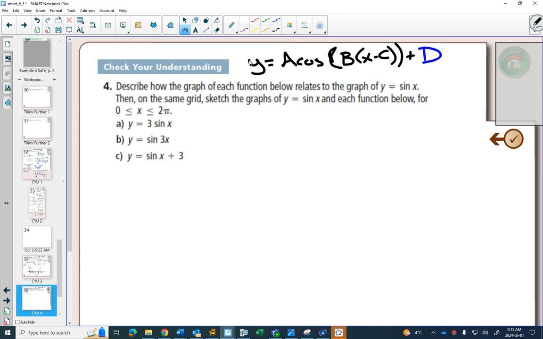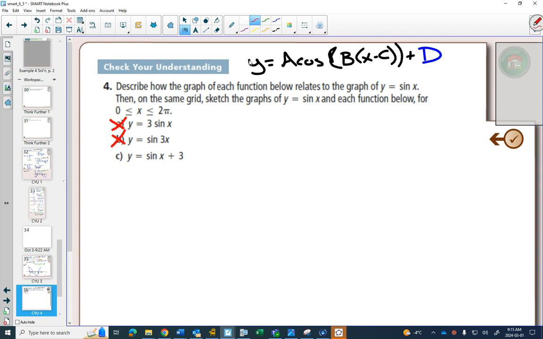So to save us some time, we have already done A. Can you see that A would change your amplitude? So to graph A, I would make my amplitude 3, my maximum would be 3, my minimum -3. I'd have a normal period of 2 pi to draw those 4 sections and be able to graph y equals 3 sine x.